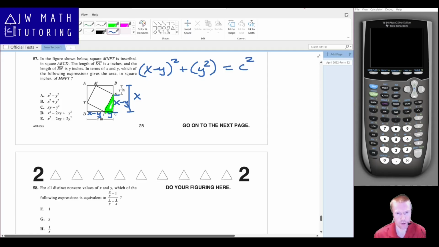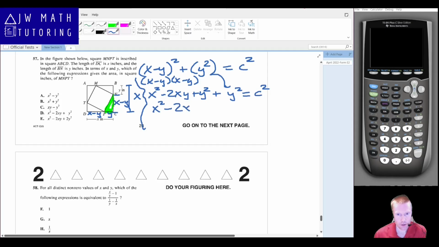Now, for x minus y squared, you technically have to write it out twice and FOIL it. In other words, it's x minus y times x minus y, and it's going to be x squared minus 2xy plus y squared. And then we also have the other y squared from the second side of our triangle. So we now get x squared minus 2xy plus 2y squared. That's equal to the square of the hypotenuse.